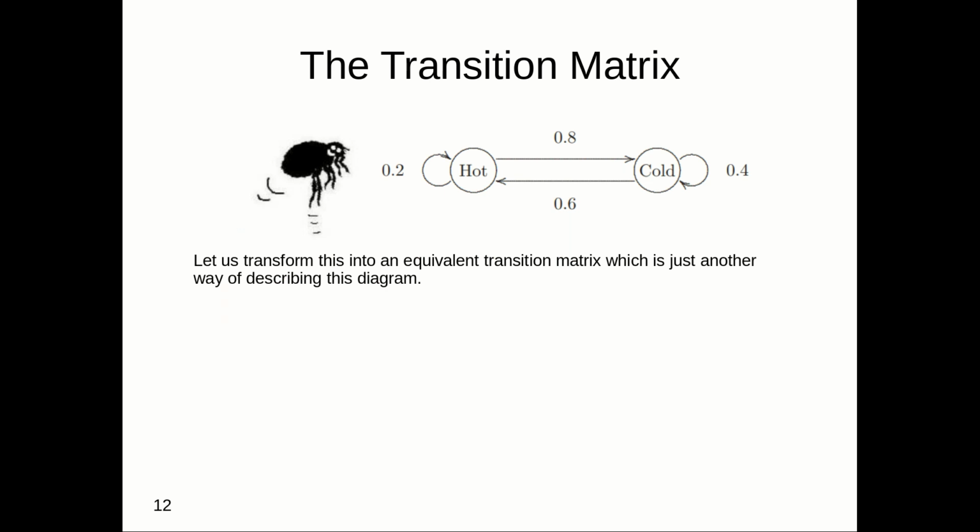So one important notation for describing Markov diagrams is a so-called transition matrix. We can transform those kinds of diagrams with the states and the transition probabilities into a matrix, which is, as I said, just another way of describing the diagram.